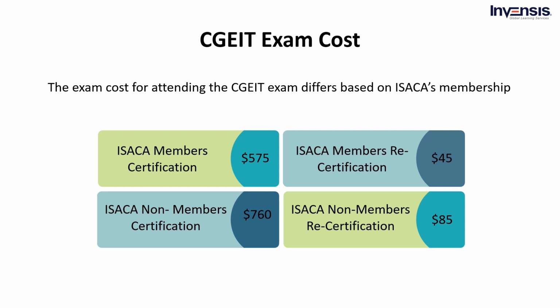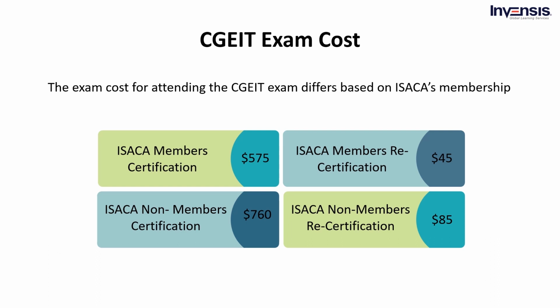For ISACA members, the certification exam cost will be $575. In addition, to maintain their CGEIT certification, candidates must earn a certain number of CPE, continuing professional education, hours over an annual and 3-year certification period, 20 CPE hours annually with an annual maintenance cost of $45. Similarly, for non-members of ISACA, the certification would cost you $760. If any individual wants to go for recertification, they would have to pay an extra $85.